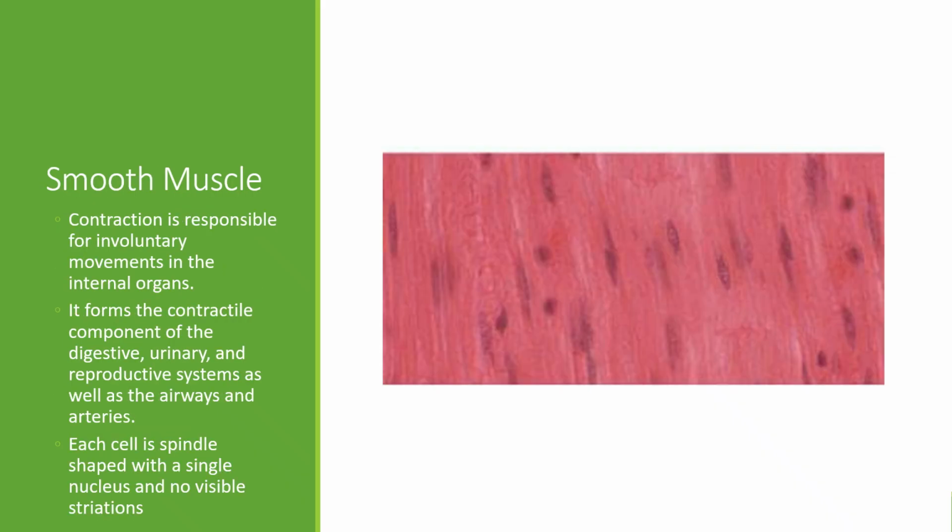And then finally, smooth muscle. So smooth muscle is for involuntary movement in our internal organs. It forms a contractile component of the digestive, urinary, and reproductive systems, as well as the airways and our arteries. Each cell is spindle-shaped, meaning that it is skinny and tapered on the ends, with a single nucleus and no visible striations.